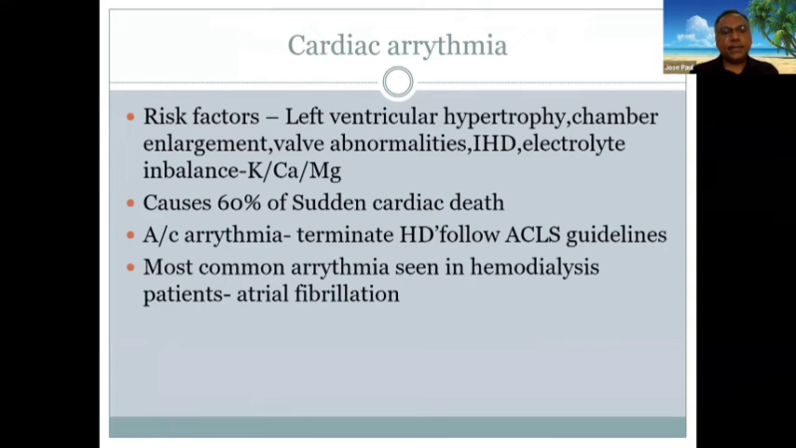Then cardiac arrhythmias. There are certain risk factors like left ventricular hypertrophy, chamber enlargement, valve abnormalities, ischemic heart disease, and electrolyte imbalance like any disturbance with potassium, calcium, and magnesium, especially magnesium. And it causes around 60% of sudden cardiac death. In acute arrhythmia, you have to terminate hemodialysis and follow the American Advanced Cardiac Life Support guidelines. The most common arrhythmia seen in hemodialysis patients is often atrial fibrillation, and the usual underlying cause will be coronary artery disease. So this is in general the management of cardiac arrhythmias.